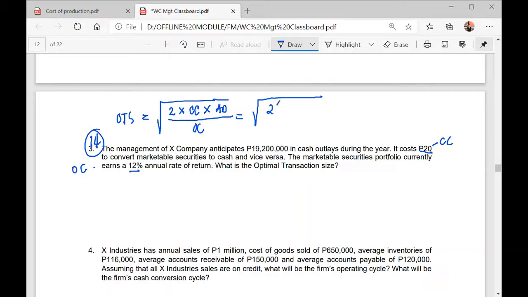So substitute 2 times 20 times what is our annual demand. So that's 19.2 million, and then divided by the opportunity cost nga 12%. Okay? How much maning nasa sulod? 2 times 20, that's 40. 40 times 19.2 million divided by 0.12. I-compute sa daw. Kanisa kaning nasa sud, 2 times 20 times 19.2 million divided by 0.12. Pila man siya?